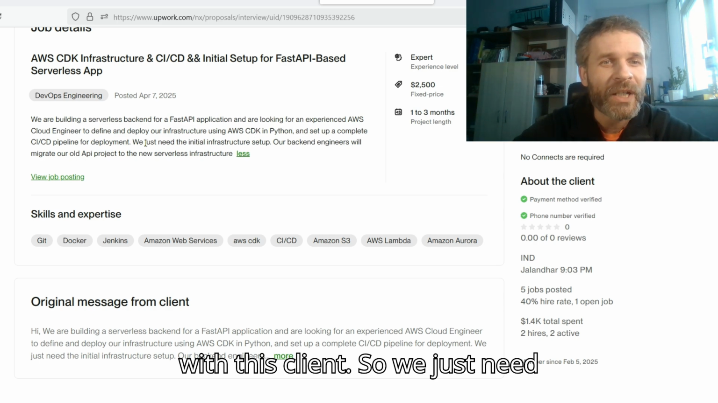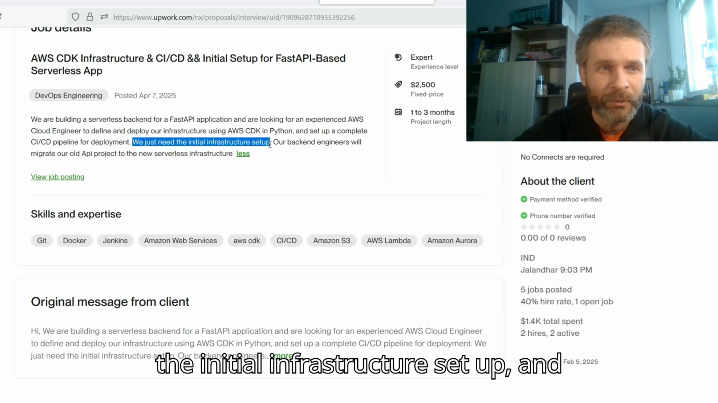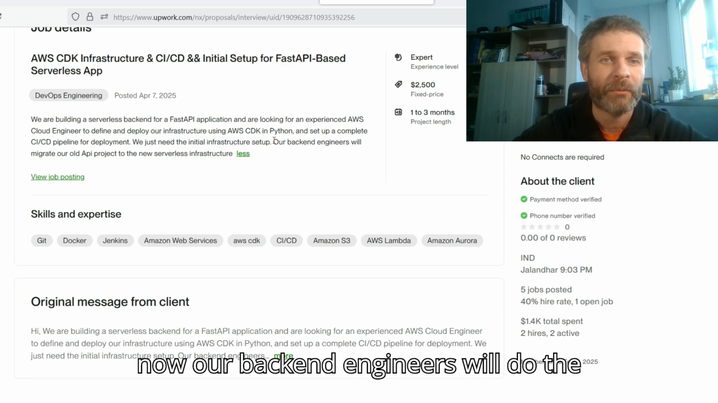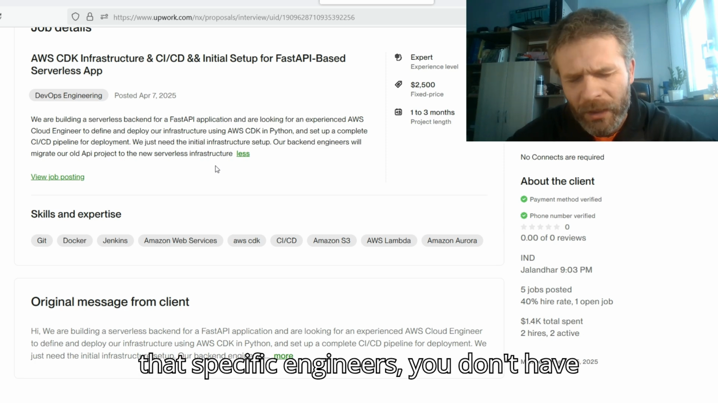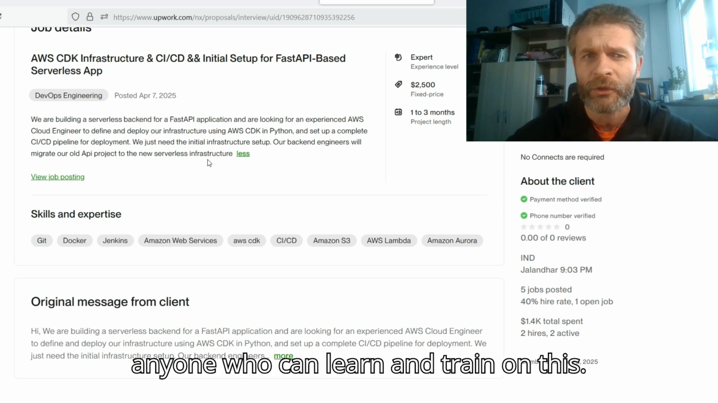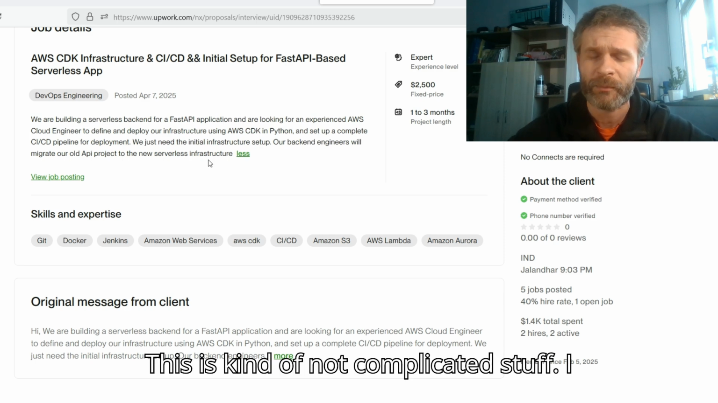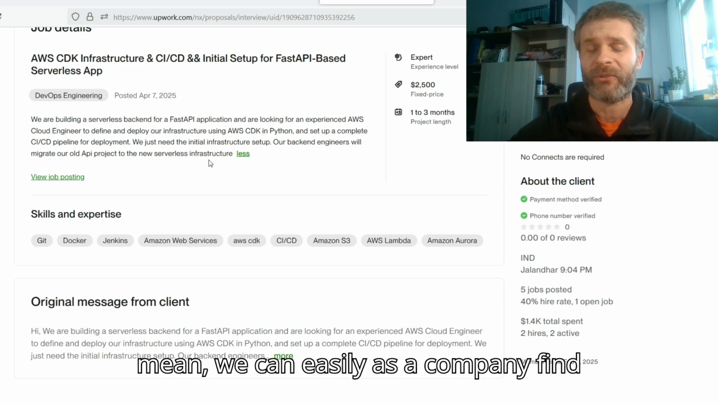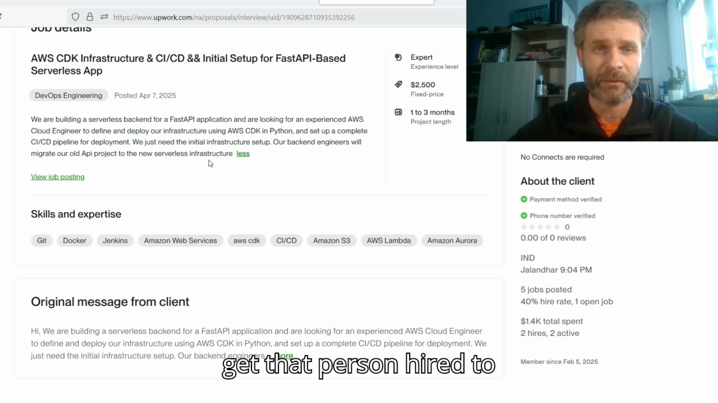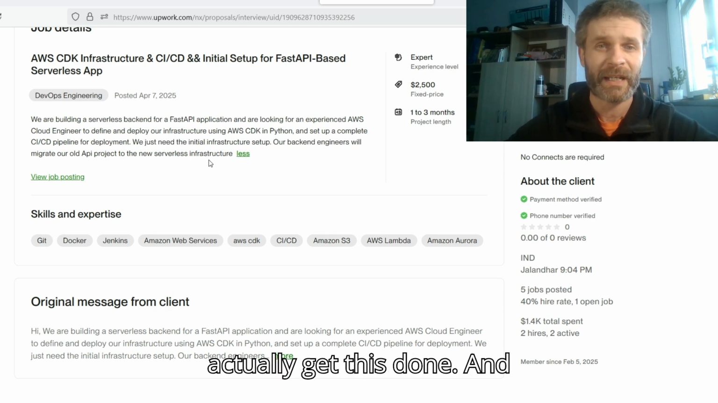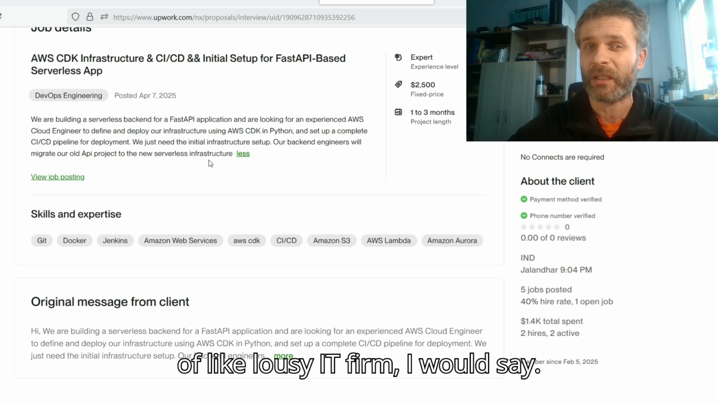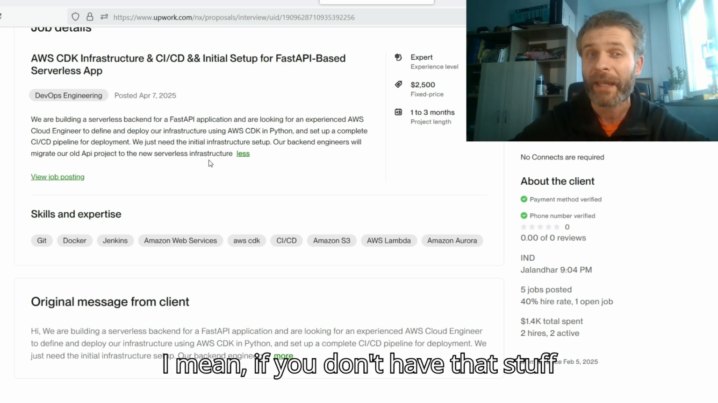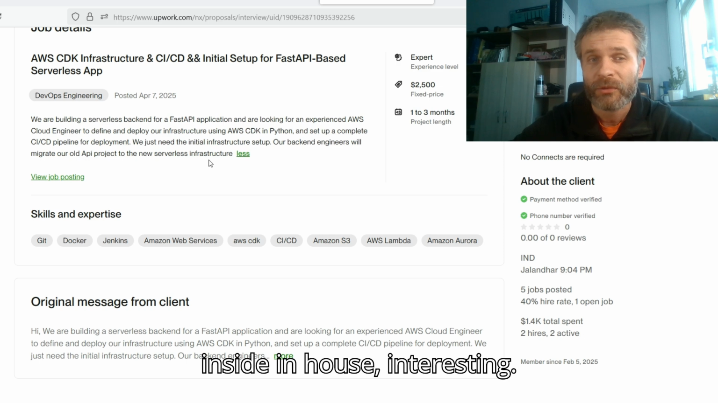So we just need the initial infrastructure set up, and our backend engineers will do the migration and everything. So you have the engineers, but you don't have those specific engineers. You don't have anyone who can learn and train on this. This is kind of not complicated stuff. I mean, we can easily as a company find someone locally and get that person hired to actually get this done. And in your case, you are kind of a lousy IT firm, I would say. I mean, if you don't have that stuff in house, interesting.